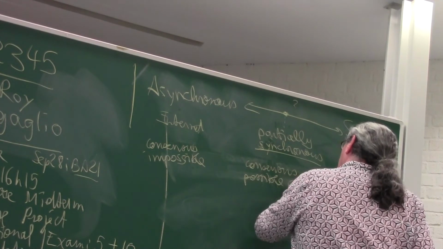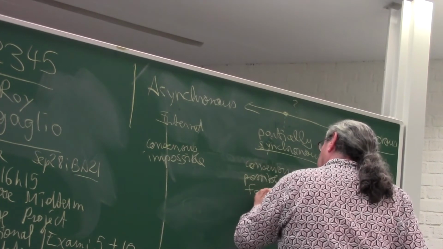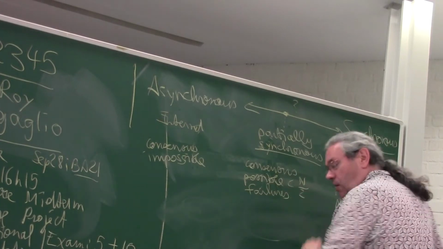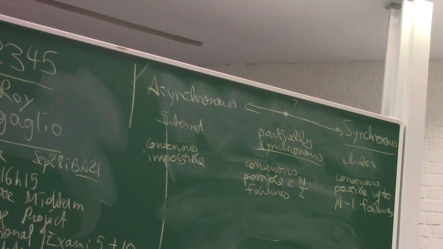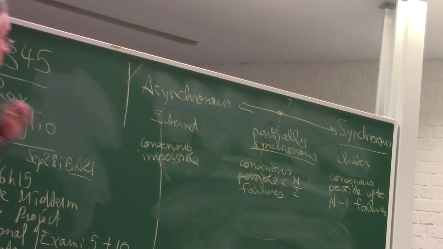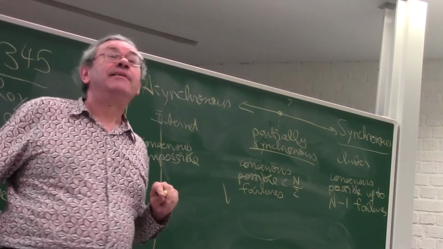For less than n/2 failures. There's maybe a better way to say it. The majority of the nodes must be correct. The number of failed nodes must be less than half, a minority. If the majority of nodes are correct and your system is partially synchronous, you can implement consensus.